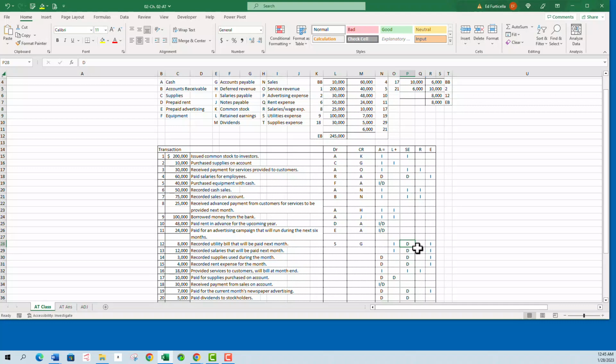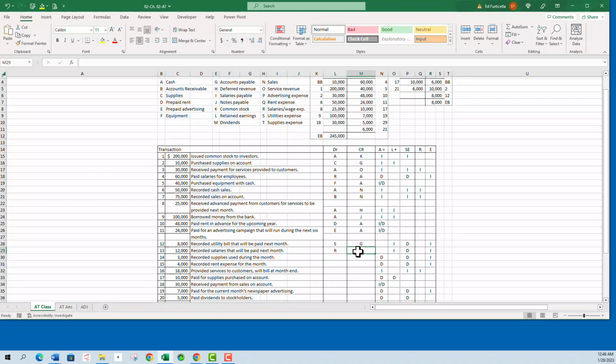Number 13 says that we recorded salaries that will be paid next month. This is similar to number 12. In this case, we have an expense and we have a liability. The expense this time is salaries expense, and the liability is salaries payable. Again, we have an expense because we've incurred that cost. The salary expense account is R, so we're going to debit R. The salaries payable account is letter I, so we're going to credit letter I.